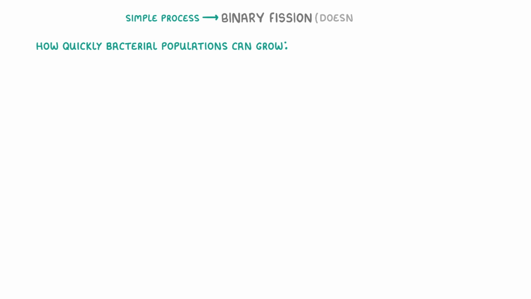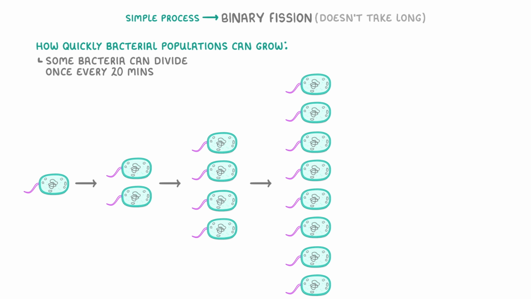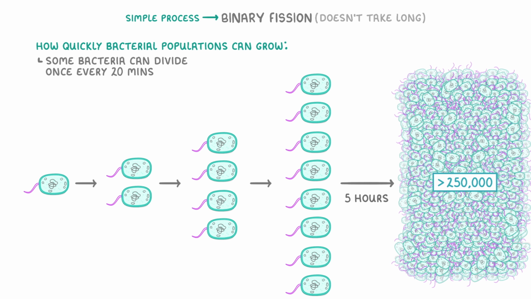The next thing we need to look at is how quickly bacterial populations can grow. Because binary fission is a fairly simple process, it doesn't take very long. In fact, given the right conditions, some bacteria can divide once every 20 minutes. And because the population doubles with every division, one cell becomes 2, 2 becomes 4, 4 becomes 8, and so on. So the population as a whole grows really quickly. For example, if these bacteria kept on doubling every 20 minutes for the next 5 hours, we'd end up with a colony of over 250,000 bacteria.